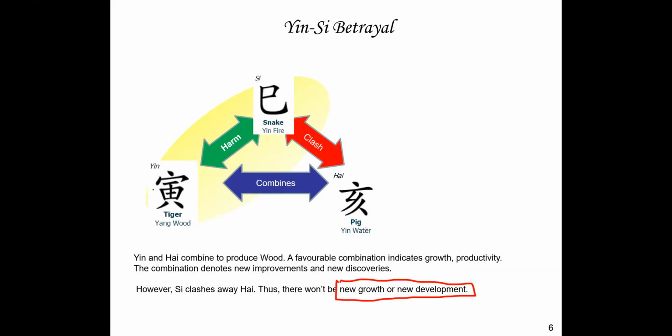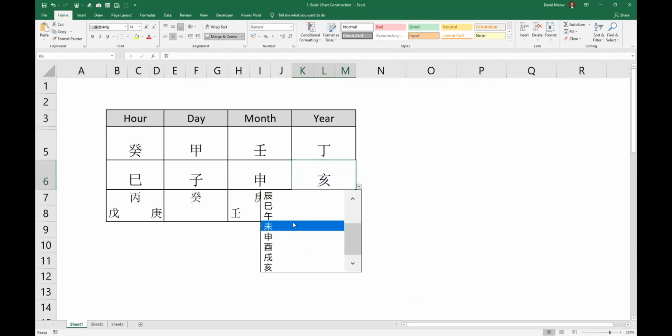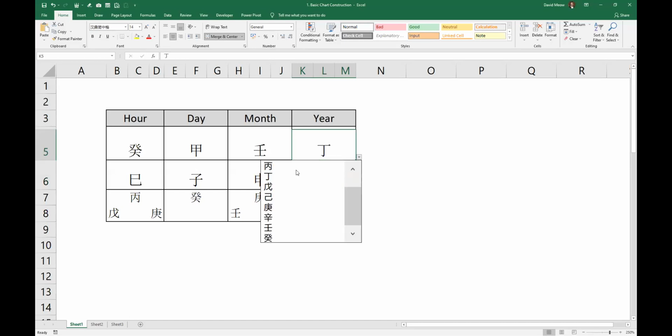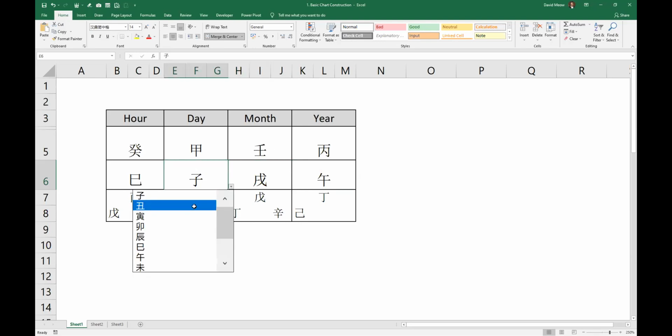Okay, so now, even without the chart, let's just simply pick an animal. So let me just pick an animal.